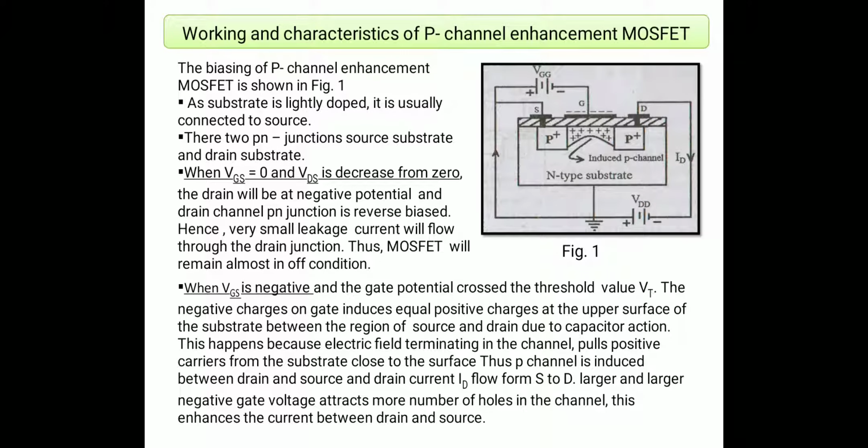When more and more negative voltage is applied to the gate, more and more positive charge consisting of holes will be generated in the P-type channel. So as the holes in the P-type channel go on increasing, drain current will also go on increasing, that is, enhancing. That is why this type of MOSFET is called enhancement MOSFET.